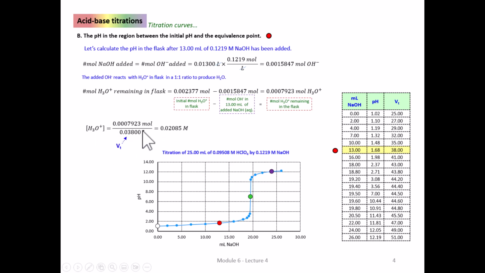Now we just get the concentration of those hydronium ions, the number of moles that are left, divided by the total volume in the flask. We get a concentration of hydronium ions from which we can calculate a pH. And we see this pH 1.68 in the table and on the titration curve.